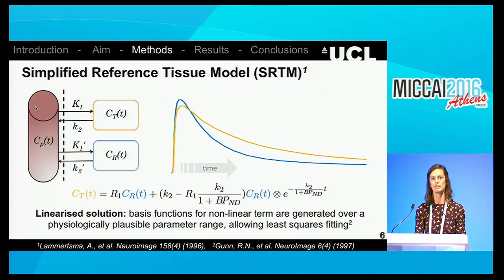And each tissue compartment has two rate constants associated with them, the K1, which is the rate constant from blood plasma into the tissue, and the K2 in the opposite direction.